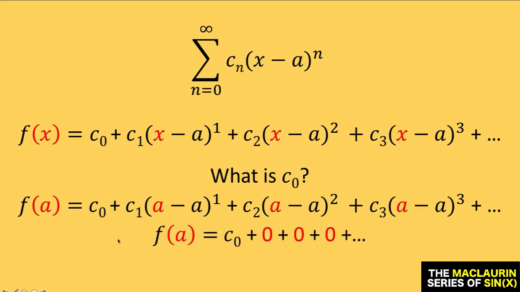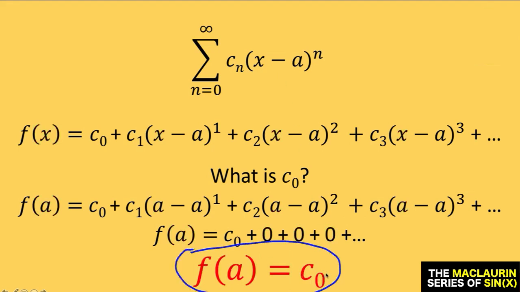What we now have, therefore, is f of a is equal to c sub 0, and all the rest are zeros. So we know that f of a is equal to c sub 0, which now gives us the value of c sub 0. c sub 0 is equal to f of a.